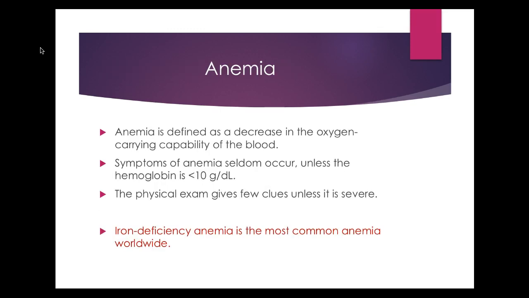Okay, so what is anemia? It's a decrease in the oxygen carrying capability of the blood. So when you look at a CBC, usually the hemoglobin is less than 12. Sometimes it depends on your lab though. Sometimes it varies by 1 gram or so, depending on your laboratory. Men's values sometimes are different than females' values. Again, it depends on your laboratory.